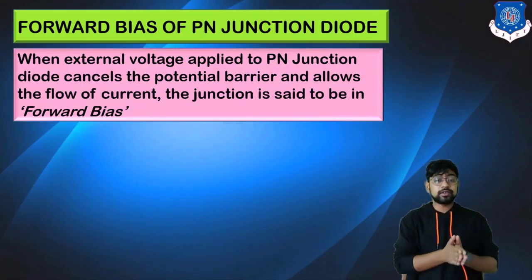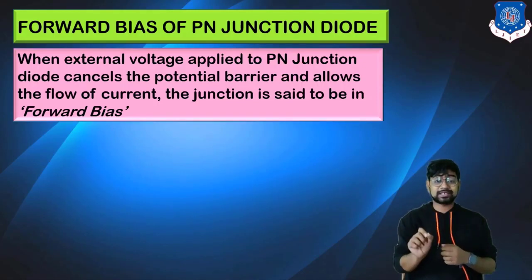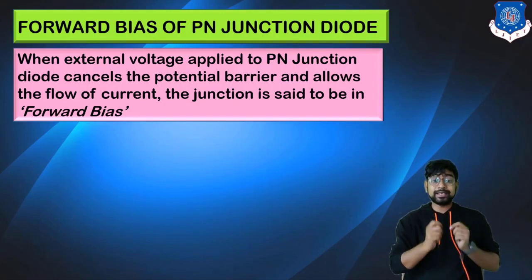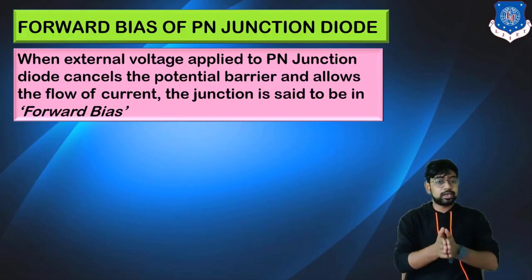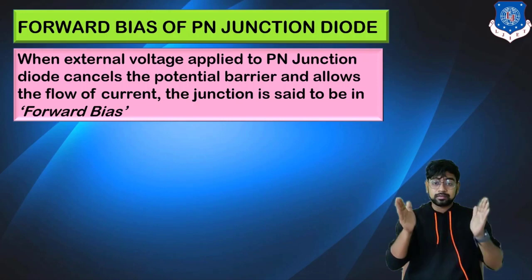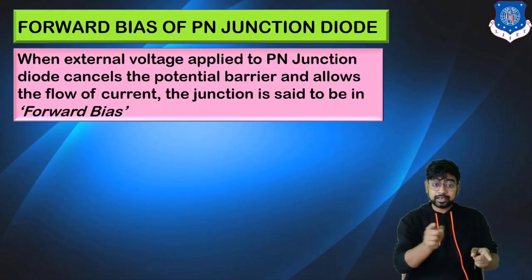Now we'll go to the forward bias of the PN junction diode. The junction was created in the absence of any external field. Now we are providing some external field and checking what is happening to the PN junction. When an external voltage is applied to a PN junction diode, it cancels the potential barrier and allows the current to flow through it. That happens only in forward bias. When we provide a certain voltage at certain terminals, the barrier is cancelled out and current flows.